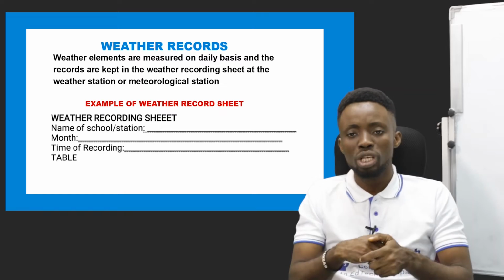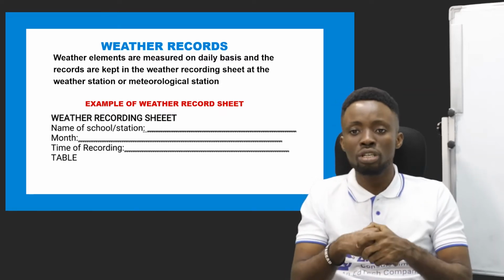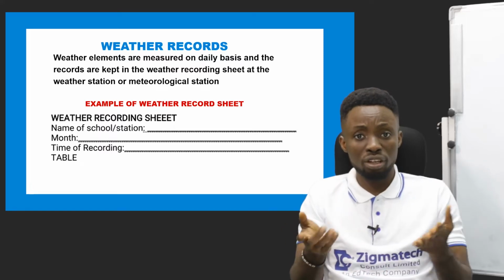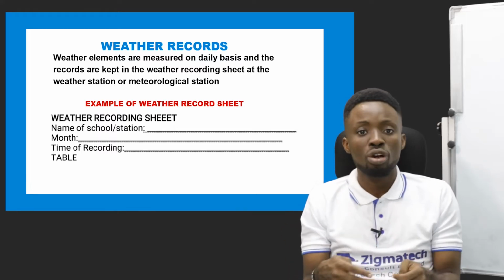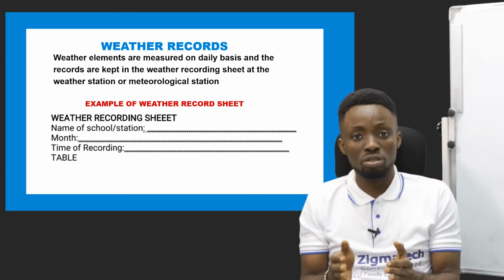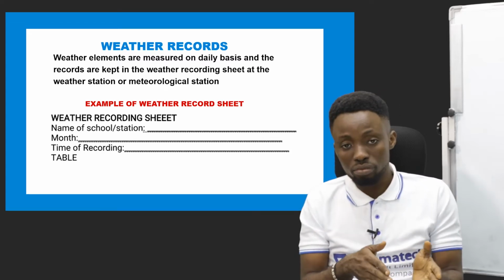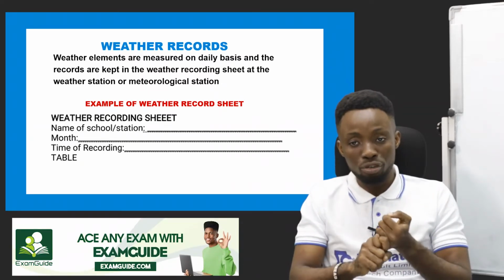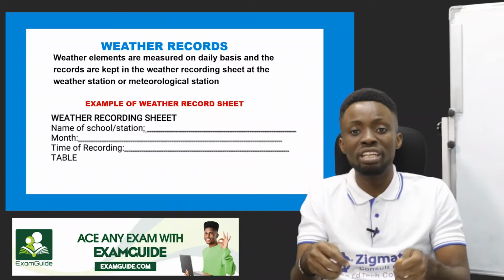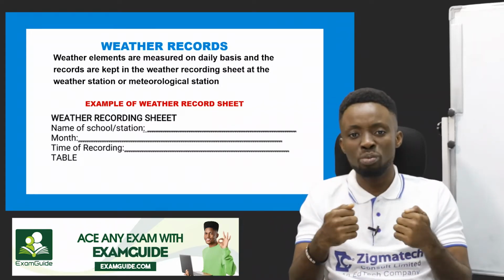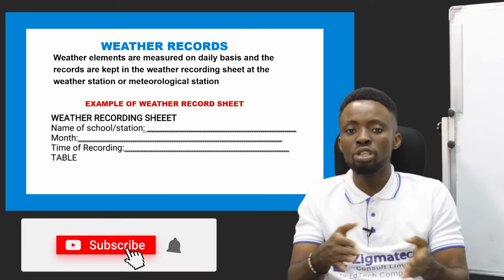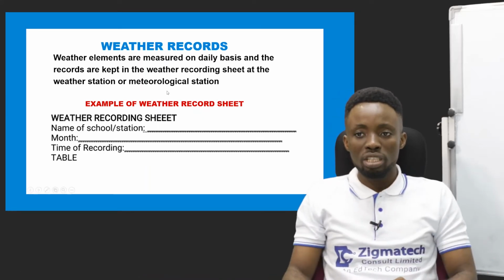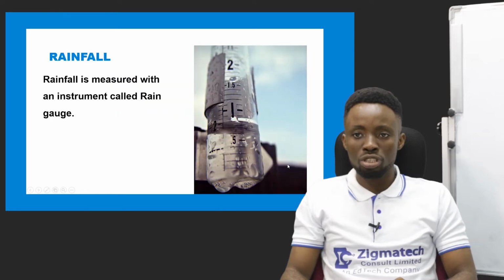Now, in every school where weather records are being kept, the weather recording sheet contains the name of the school, or, if it's not a school, the name of the station where the recording is being kept. We have the month of recording, the time of recording, and the table containing the values of what is being recorded with the instruments we use to measure those elements of weather. So this is a typical example of how a weather recording sheet looks.